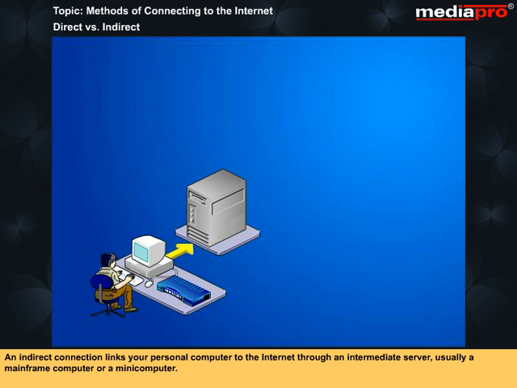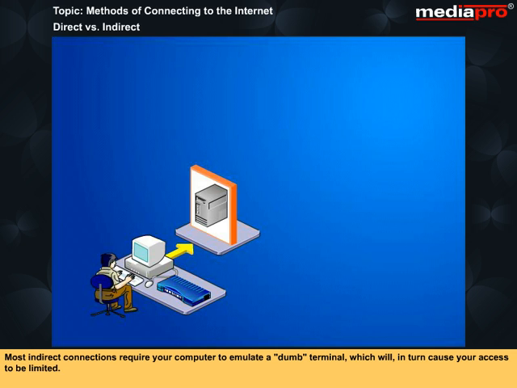An indirect connection links your personal computer to the internet through an intermediate server, usually a mainframe computer or a mini-computer. Most indirect connections require your computer to emulate a dumb terminal, which will in turn cause your access to be limited.